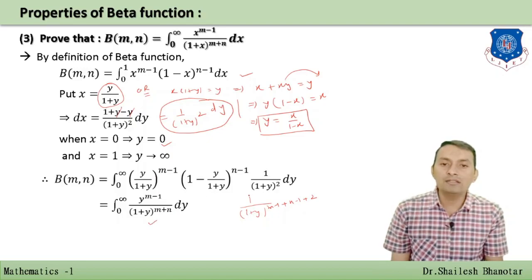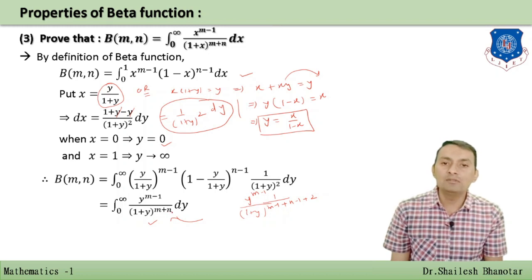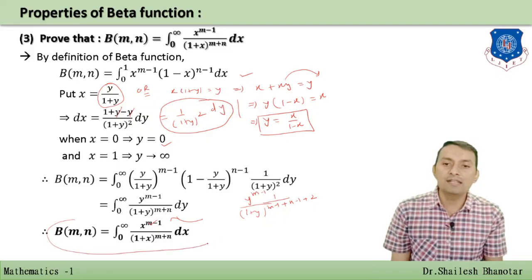And the numerator is going to be y raised to m minus 1 into 1 raised to some power, which is finite, so it will be the same. So we get this one. Therefore we have the integral from 0 to infinity of y raised to m minus 1 divided by (1 plus y) raised to m plus n into dy. But again, y is replaced by x, so we can write this one. So this is our required form.